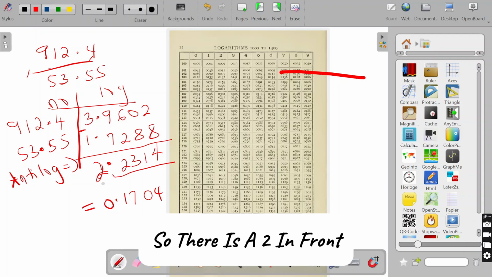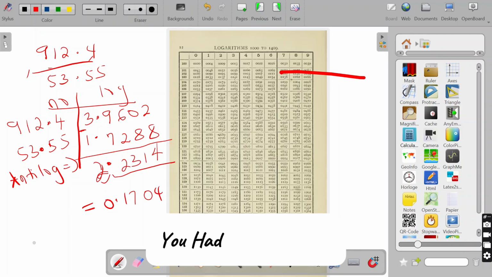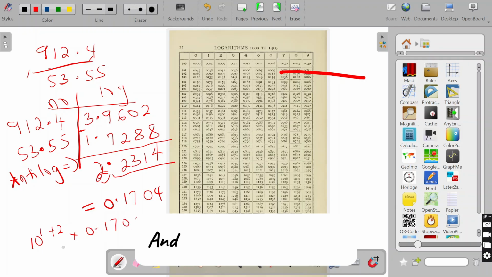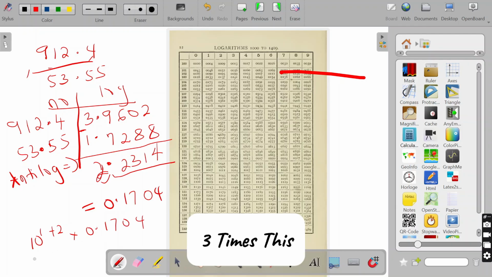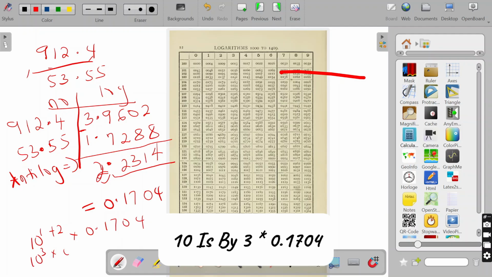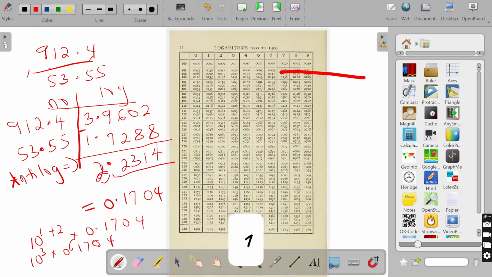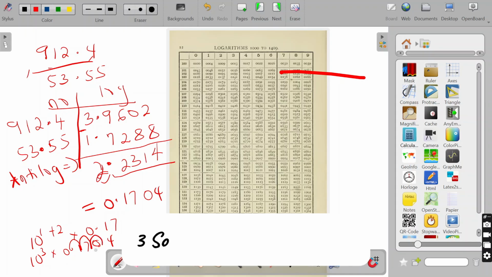There's a 2 in front of the decimal point, so you add 1 to that 2. That will be 10 raised to the power 1 plus 2, times 0.1704. And that will be 10 raised to the power 3 times 0.1704. You move the decimal point 3 times, 1, 2, 3. So the answer will be 170.4.